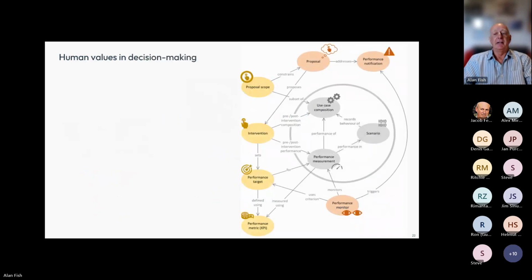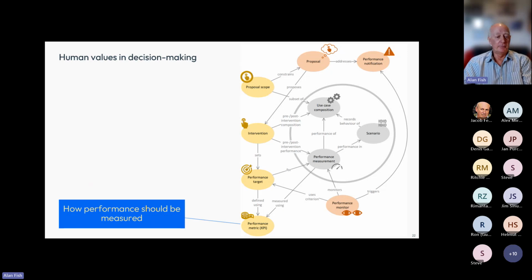So, in a nutshell, I'm proposing that human values can be expressed and attached to our use case compositions using these four concepts which I've colored gold. They're golden concepts in this model. And they are the performance metric, where the value is how should performance be measured? What are we actually measuring to describe our business value or our environmental, societal, and governance value?